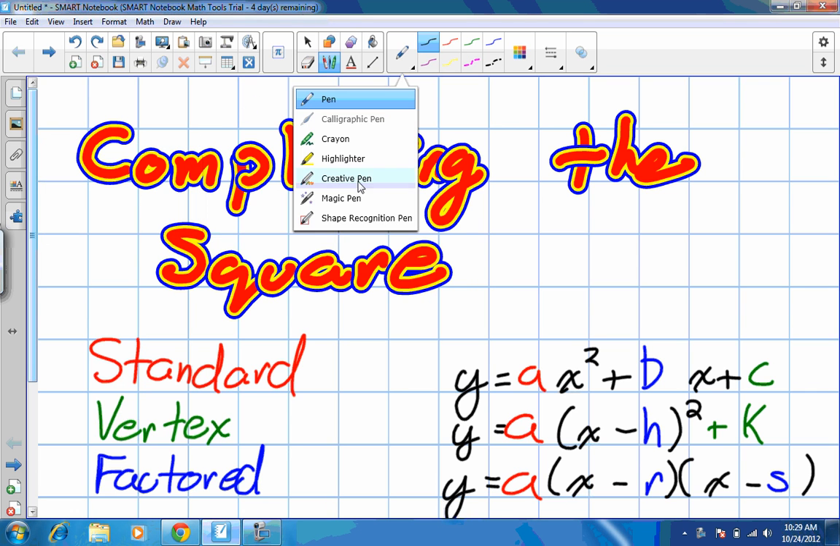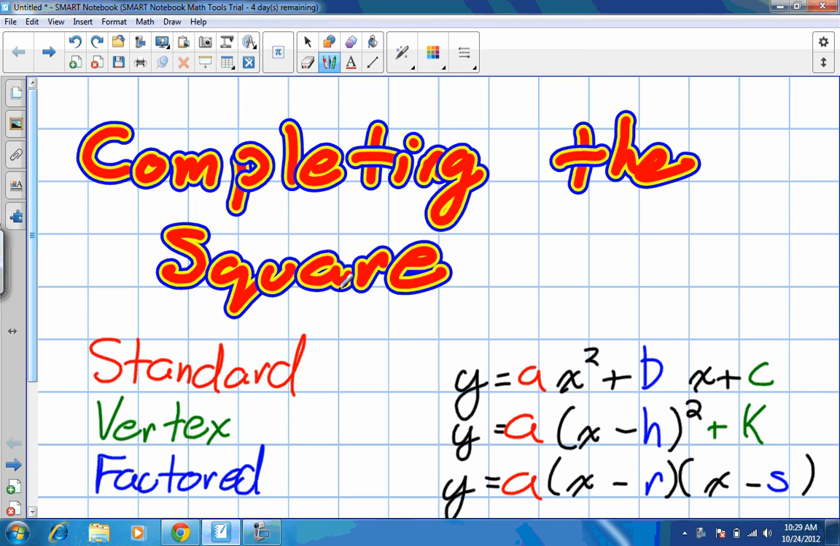Okay, today we're going to go over completing the square. Yesterday we were comparing standard, factored, and vertex form, right? This is our standard form, this is our vertex form, this is our factored form. There's different methods to move between the three forms. They're all representing the same quadratic equation, they just look different, you could say.